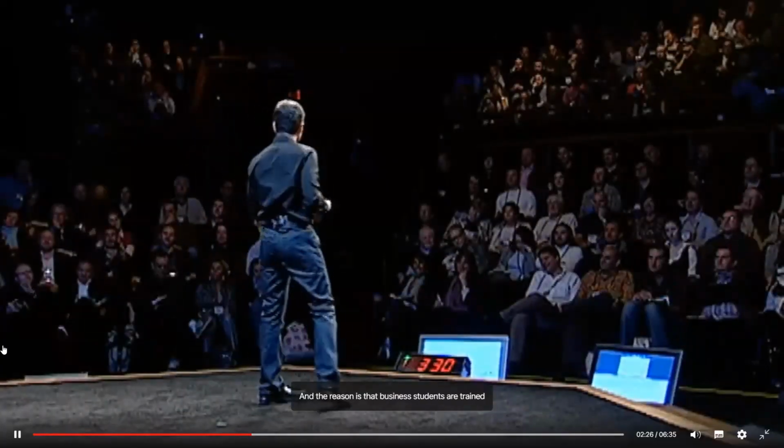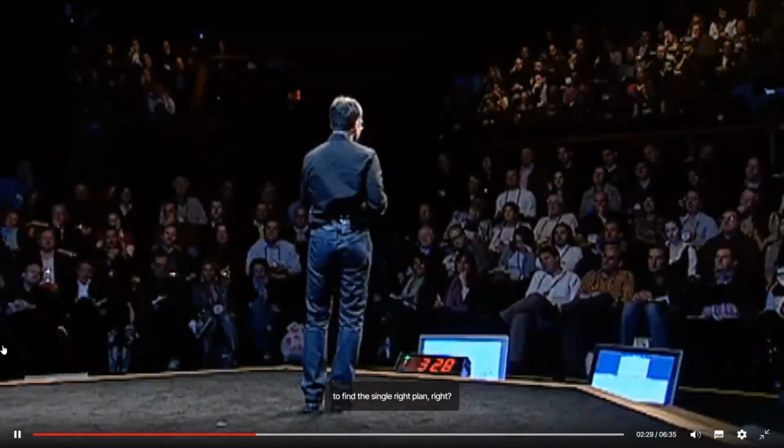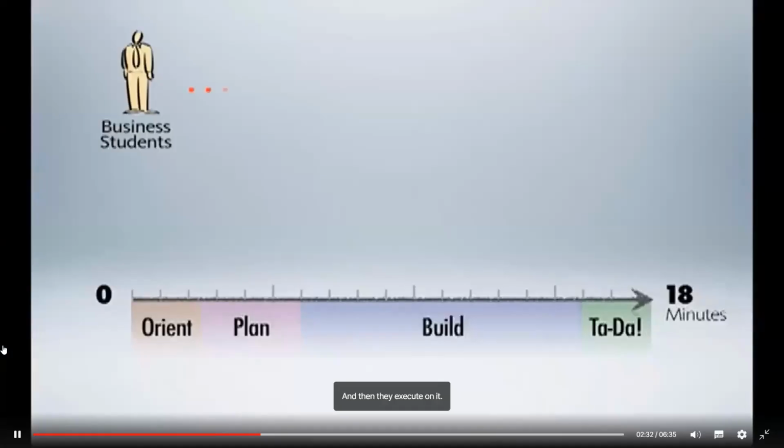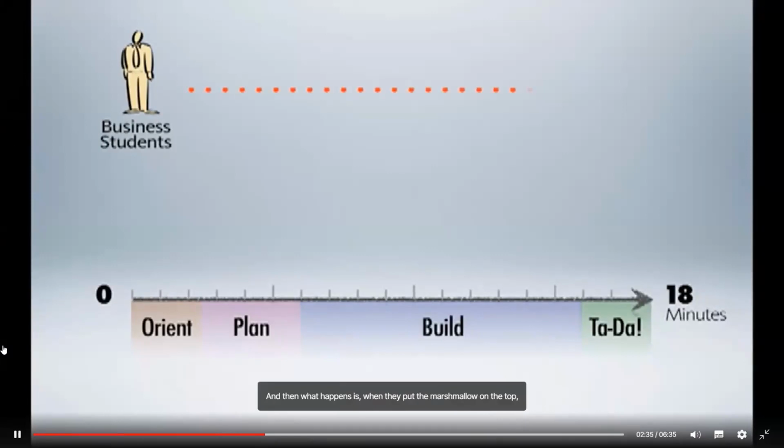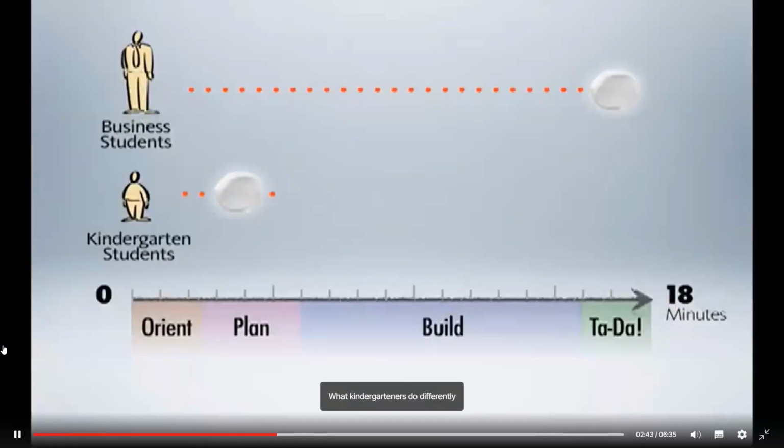And the reason is that business students are trained to find the single right plan, right? And then they execute on it. And then what happens is when they put the marshmallow on top, they run out of time, and what happens? It's a crisis. Sound familiar, right? Okay.